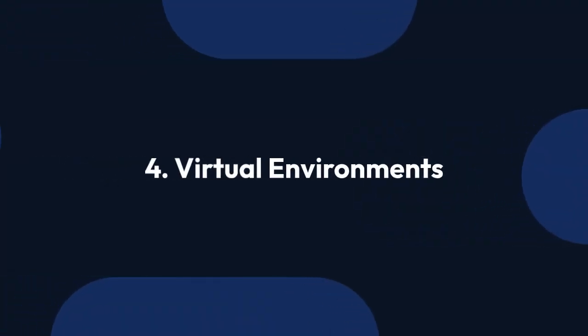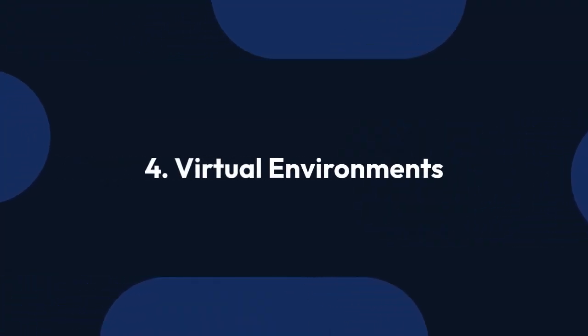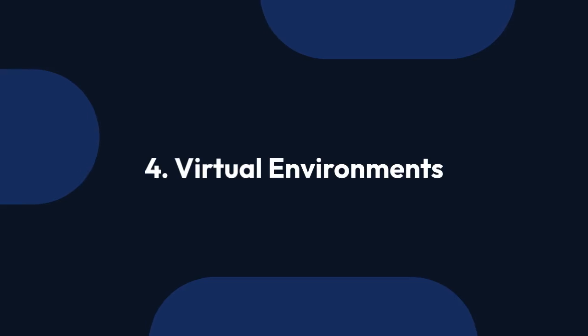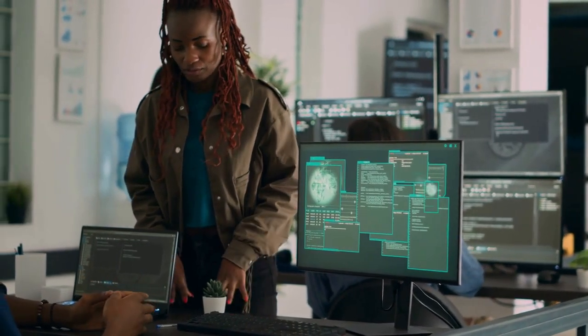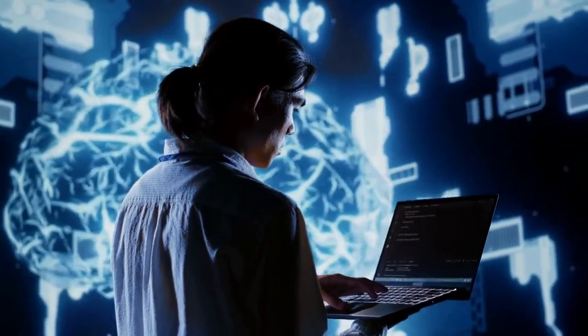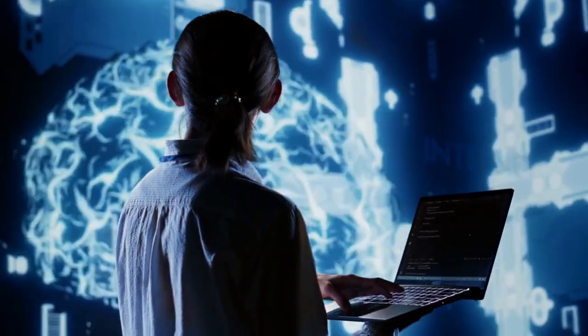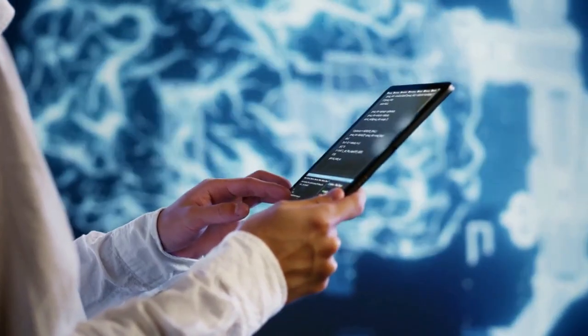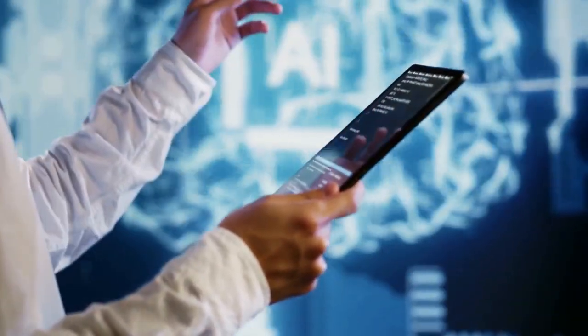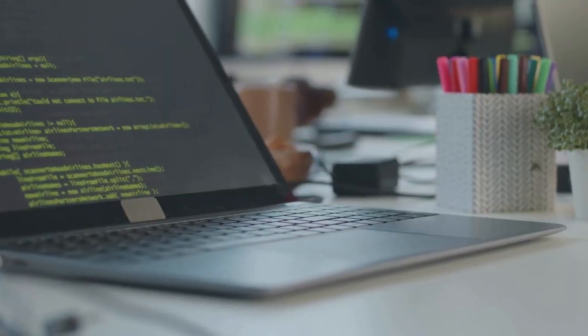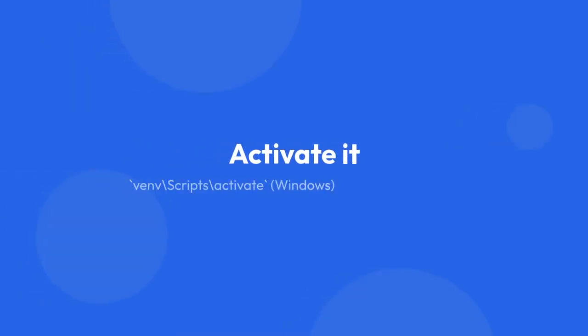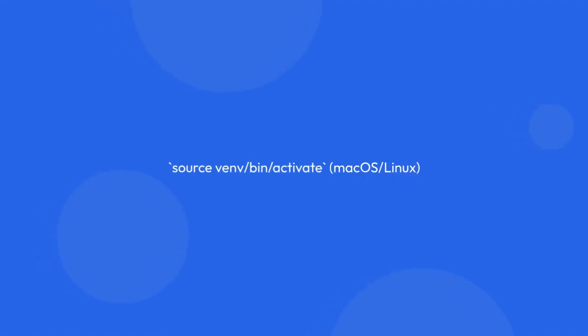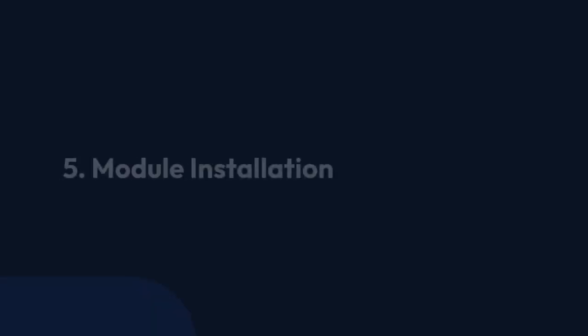4. Virtual environments. If you're using virtual environments, which you should be, ensure you've activated the correct environment before running your code. A common mistake is running your script without activating the virtual environment, leading to Python looking in the wrong places for your module. To check if your virtual environment is activated, look at your terminal prompt. It will usually indicate the active environment's name. If not, activate it using the appropriate command. For example, venv\Scripts\activate on Windows, source venv/bin/activate on macOS or Linux.